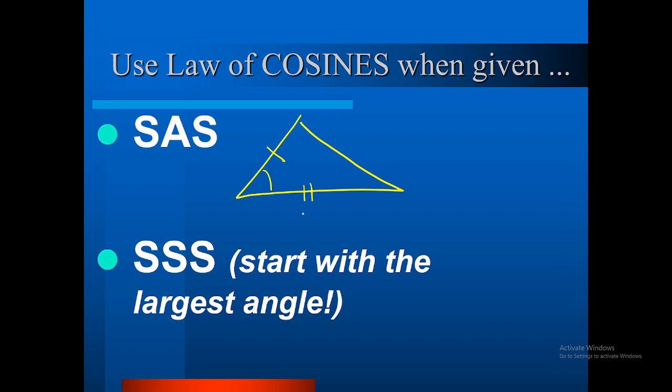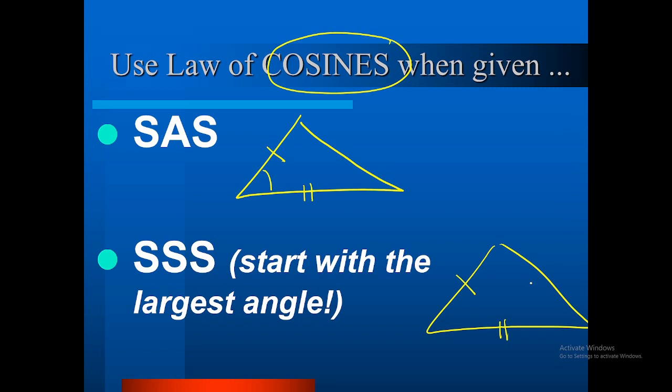Sine law cannot be used here, because there is no angle opposite the given side. There is no other choice but to use the cosine law. Same thing with SSS, a side and a side. So, whether SAS or SSS, the cosine law is what we will use.